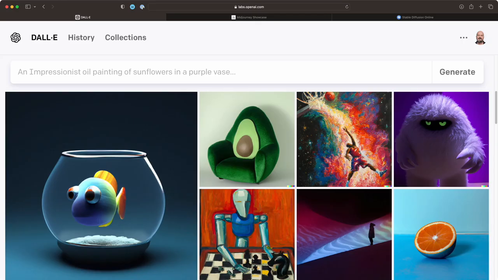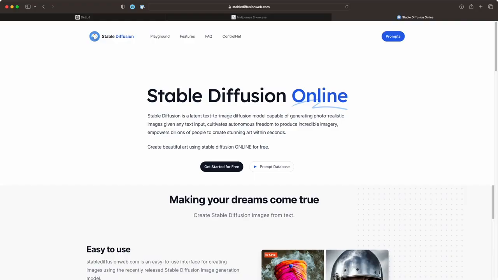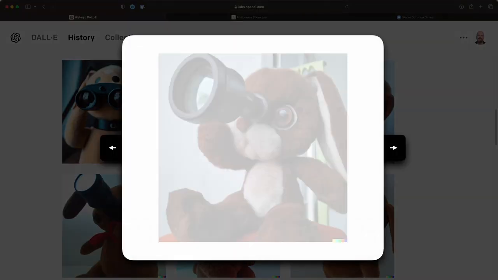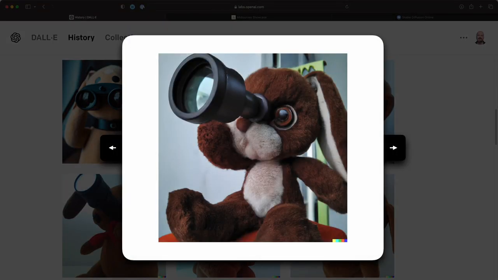Okay, to understand why this happens, think about other generative AIs we have for images, like DALL-E, Midjourney, and Stable Diffusion. You can give them a prompt like, I want a photograph of a brown soft toy rabbit holding a telescope. And they can generate brand new images for you. Now, sometimes what you get back might be exactly what you wanted. And sometimes it's just wrong.